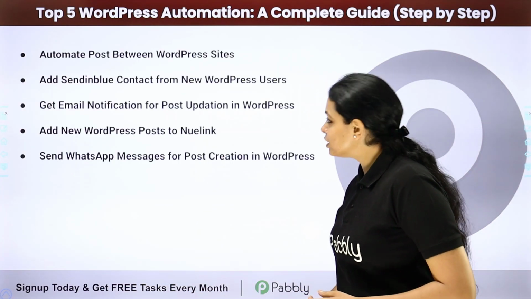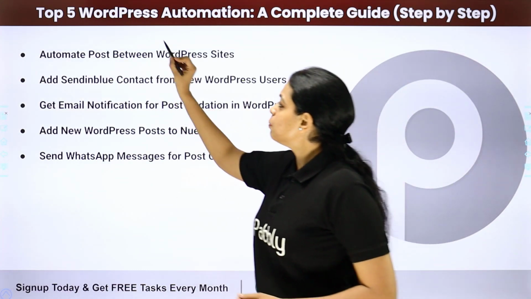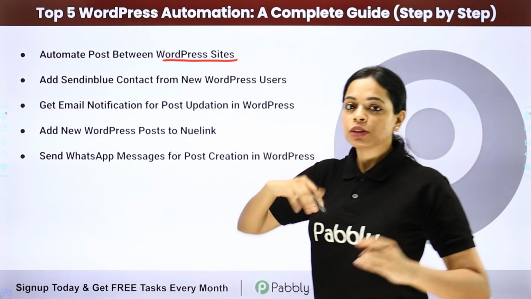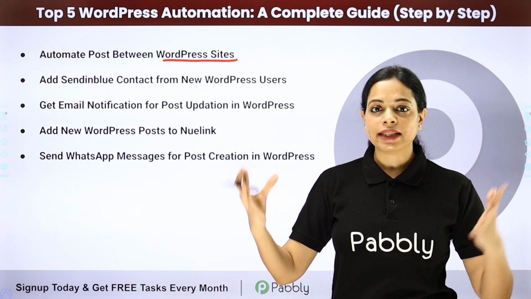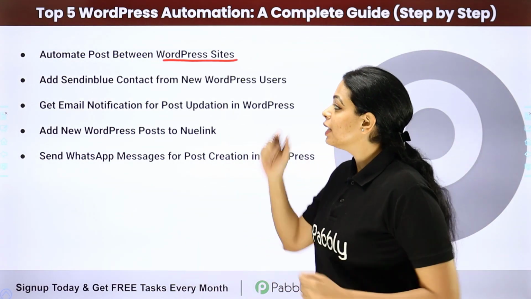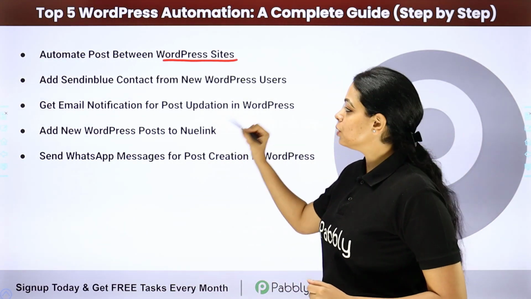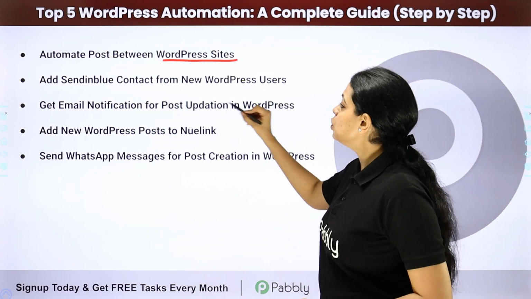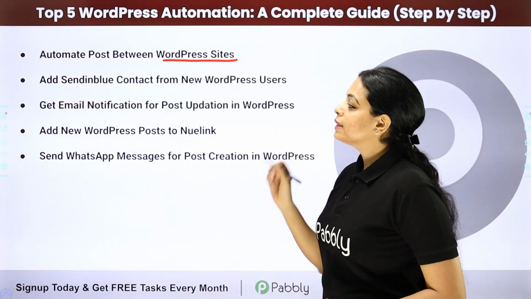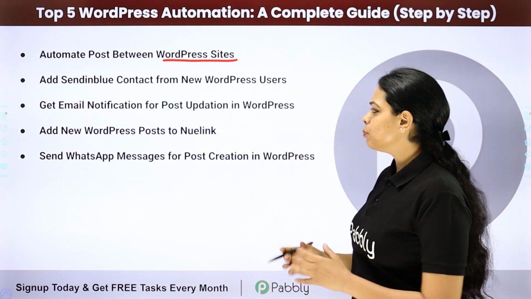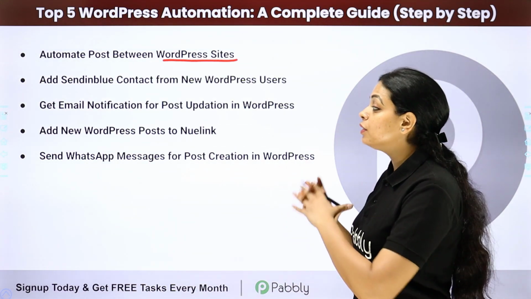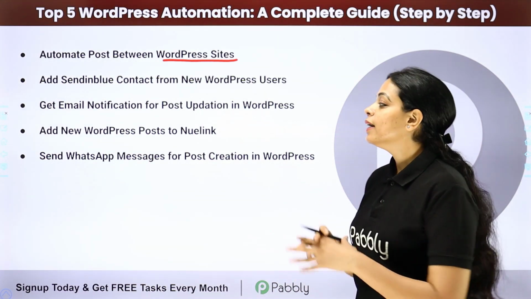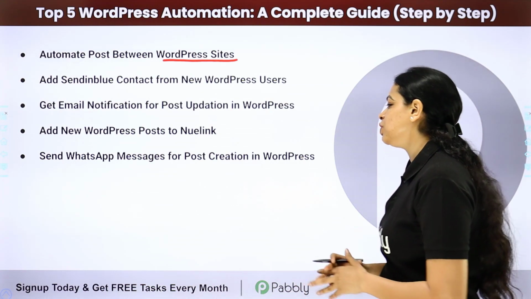So here let's see how you can automate posts between WordPress sites. There are different WordPress sites and how you can automate the post. Add Sendinblue contact, which is now Brevo, from new WordPress users. Get email notification for post updation in WordPress. Add new WordPress post to Nuelink. Send WhatsApp messages for post creation in WordPress.